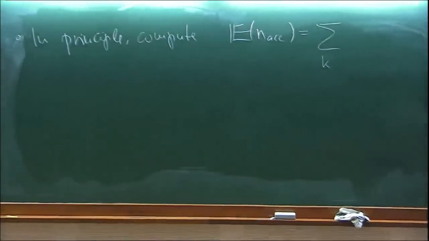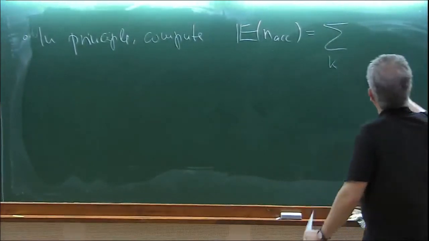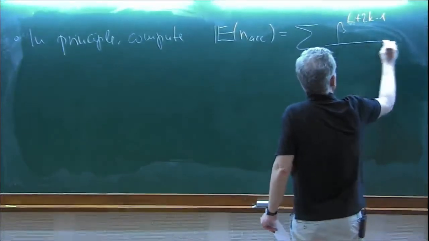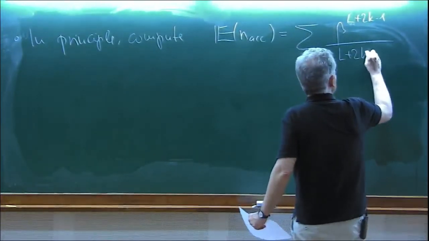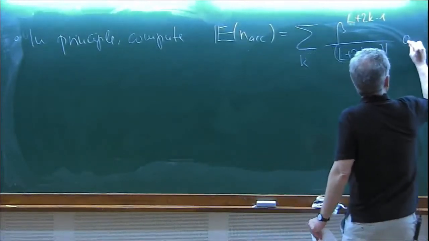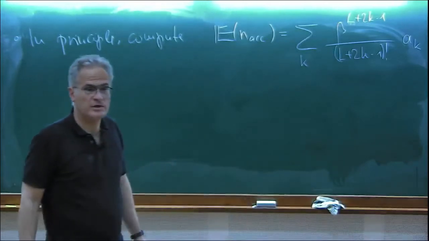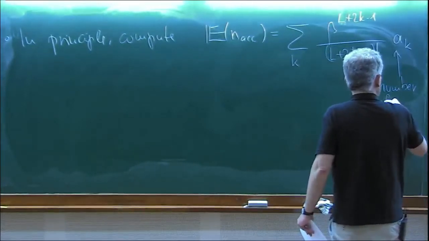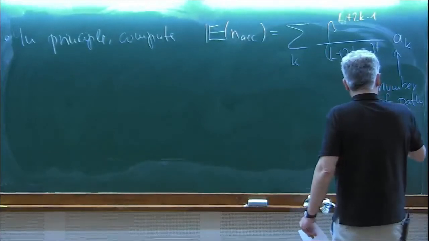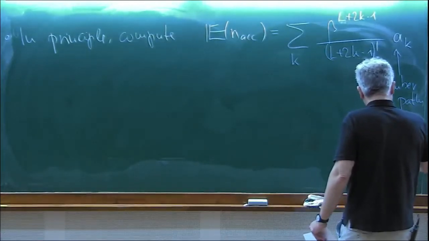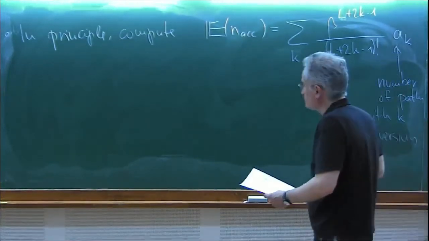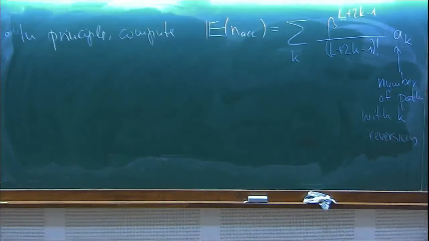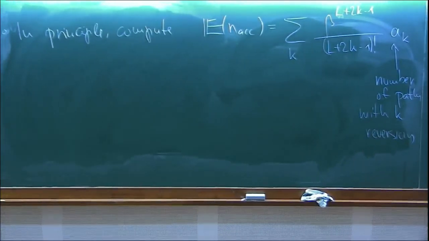If I look at any given path, the probability that it will be accessible is still of this form. So here I have a beta, and here I now have the length of the path, which is L plus 2k minus 1. And I'd have to divide this by L plus 2k minus 1 factorial. And then I have to multiply this by a_k, which is the number of paths with k reversions. And this is not generally known. Nevertheless, if you're clever enough, you can make some progress. And so the result is, that's sort of the punchline.